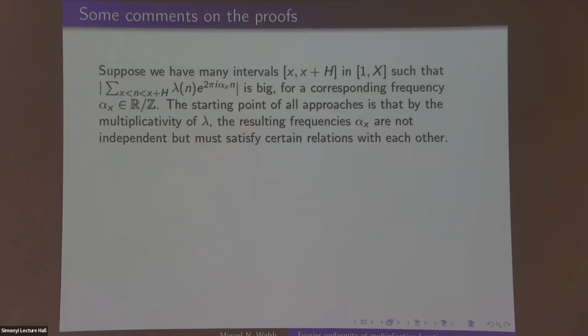We are dealing with a uniformity conjecture. Suppose the uniformity conjecture fails, which means that we can find many small intervals x plus h in the big interval 1 to big X, where for each interval that starts at x, we have some frequency alpha x, such that the Liouville function correlates with e to the 2 pi alpha x n in this interval. Correlation is big. The starting point of all approaches that we know to this problem is that by the multiplicativity of the Liouville function, the frequencies that we're dealing with, the alpha x, cannot really be independent, but must in fact satisfy certain relations with each other.